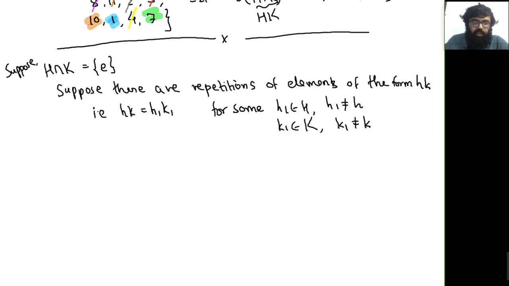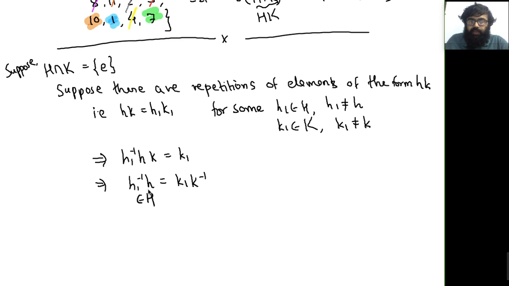So if hk equals h1k1, then multiply h1 inverse on the left. So h1 inverse hk equals, if I multiply h1 inverse on the left, I get k1, and now I multiply k inverse on the right. So h1 inverse h equals k1 k inverse. Now observe that this is an element of H, and this is an element of K, but both elements are equal. H1 inverse h, because they are all elements of H, belongs to H, but they are equal.